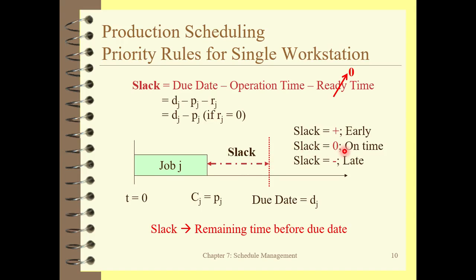Slack will be equal to 0 if the job finished on time. This is the due date and the job finished at the due date. And slack will be negative in the case where the job is late. So don't forget that slack has 3 signs: plus, 0, or minus, depending on the status of the job, whether it finished early, late, or on time.